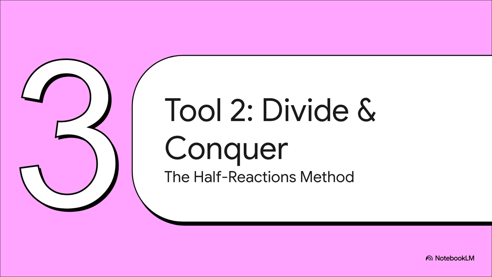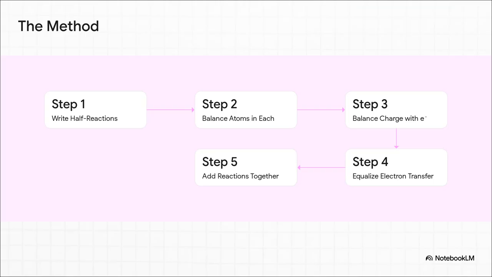And if that first method was like doing all the accounting at once, this one is pure divide and conquer. We're going to split this big, messy reaction into 2 smaller, much easier parts. The game plan here looks a little different, but it's just as powerful. We're going to break the equation into its 2 halves, the oxidation part and the reduction part. We'll balance each one all by itself, for both atoms and charge, and then we'll smash them back together at the end. It's a very focused, piece-by-piece strategy.